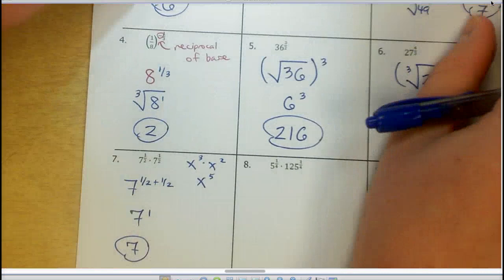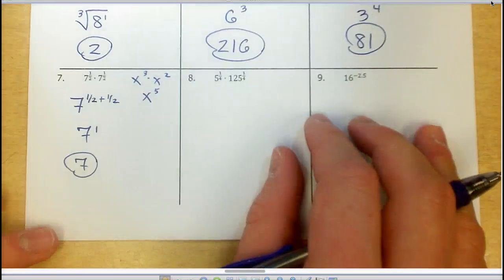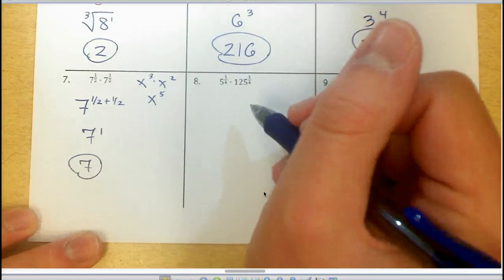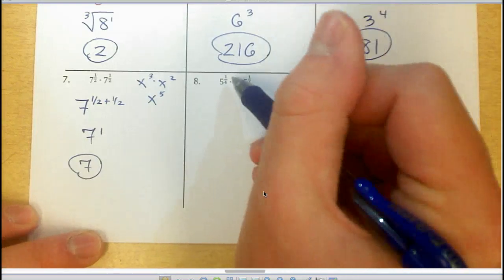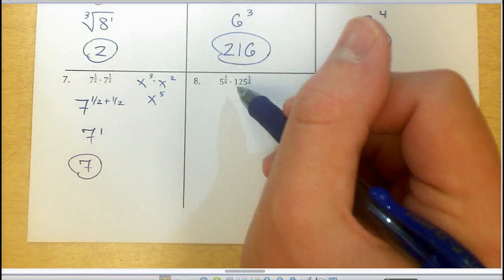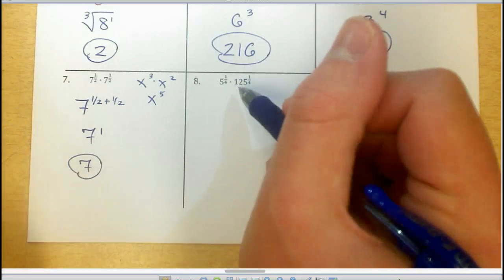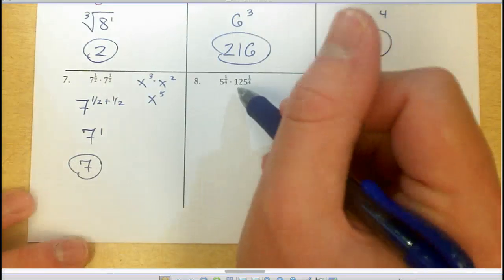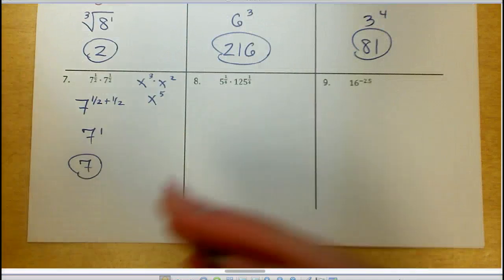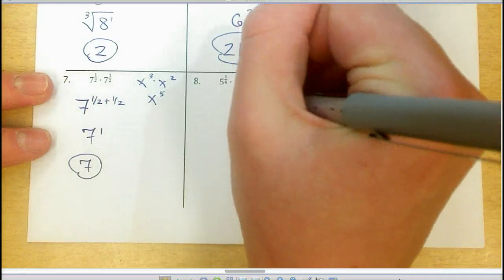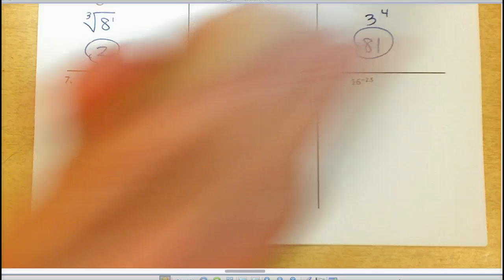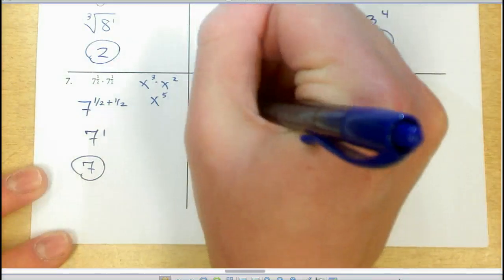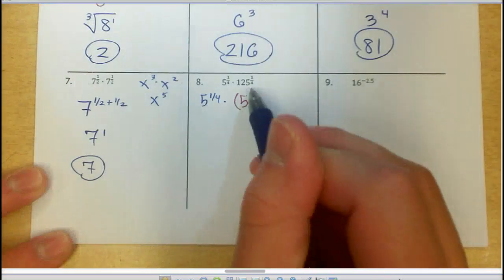Okay, number 8. This time I have 5 to the 1/4 times 125 to the 1/4. One strategy that we're going to employ a lot in the next couple of units is, can you rewrite bases that you're given using a smaller base as a power? Basically, can I rewrite 125 using exponents with a smaller base? And the answer is yes. 125 is the same thing as 5 cubed. So I'm going to rewrite 125 as 5 cubed. That helps, because now both of my bases are the same. I've got 5 to the 1/4 times 5 cubed to the 1/4.